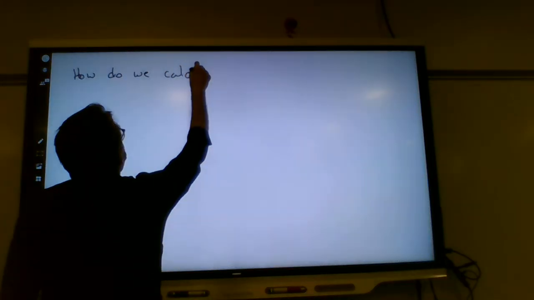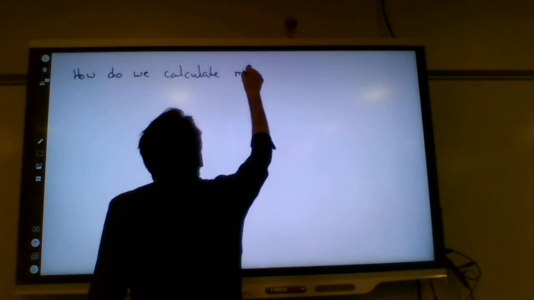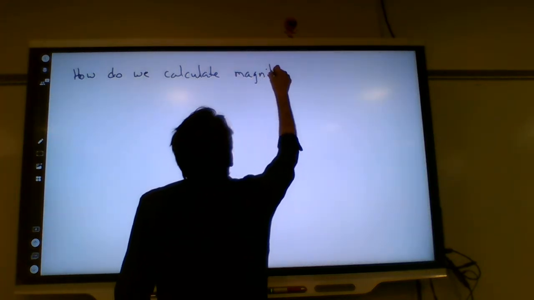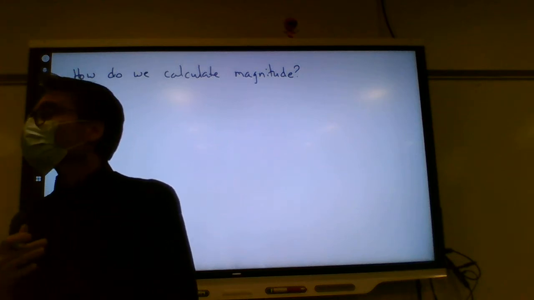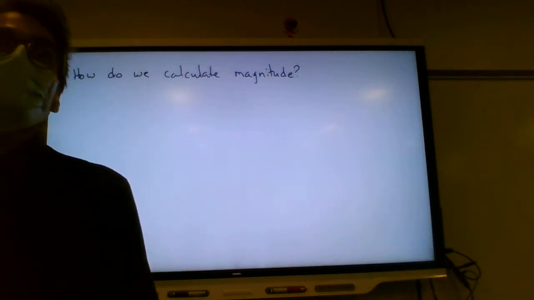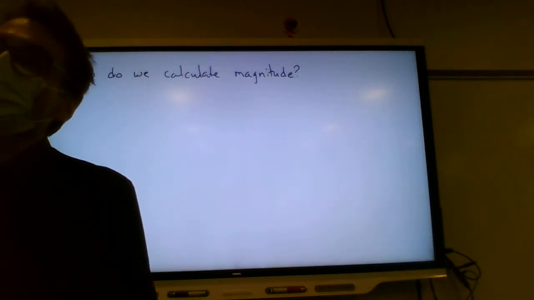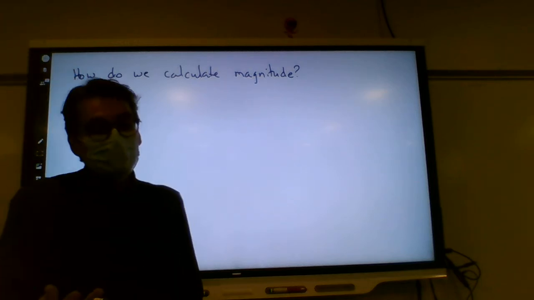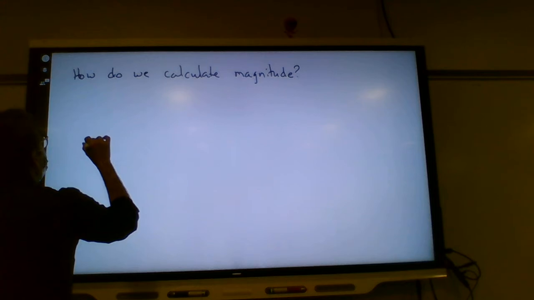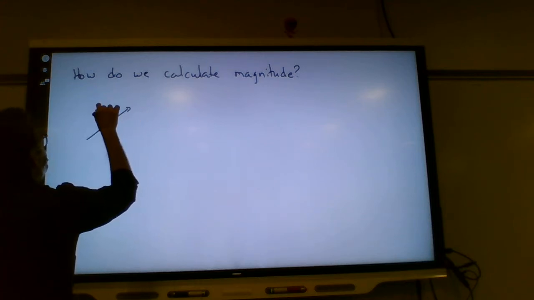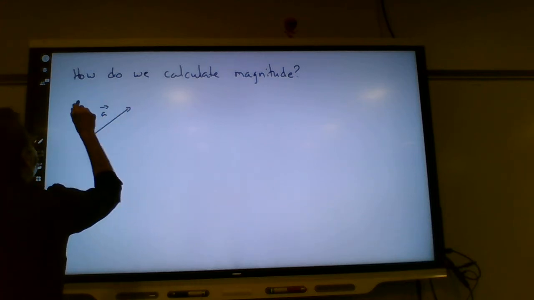All right, so how do we calculate the magnitude of a vector? Well, it turns out there are lots of ways to describe the length of a vector. There are different ways that we'll use in different contexts. The basic way we think of, we had that vector A that came out here to the point 3, 3.